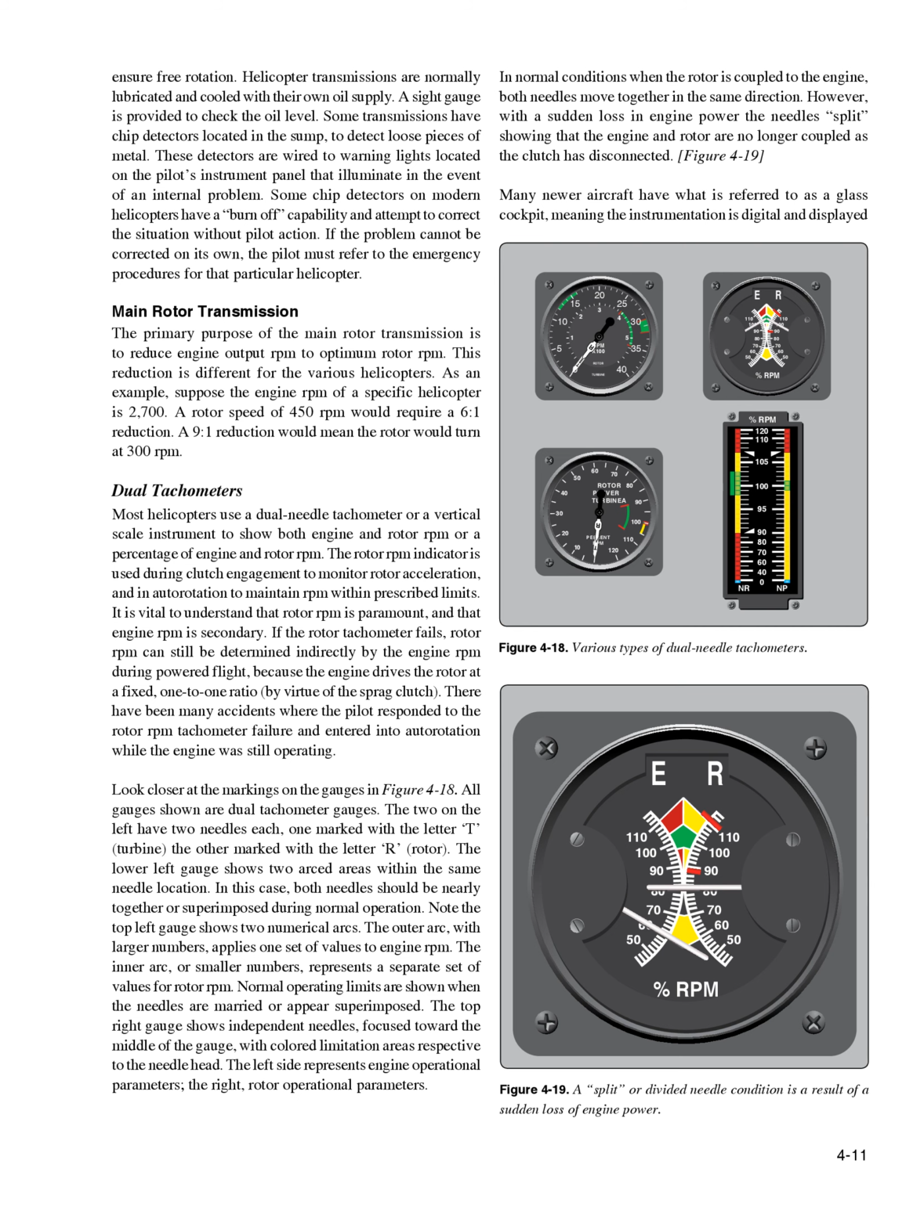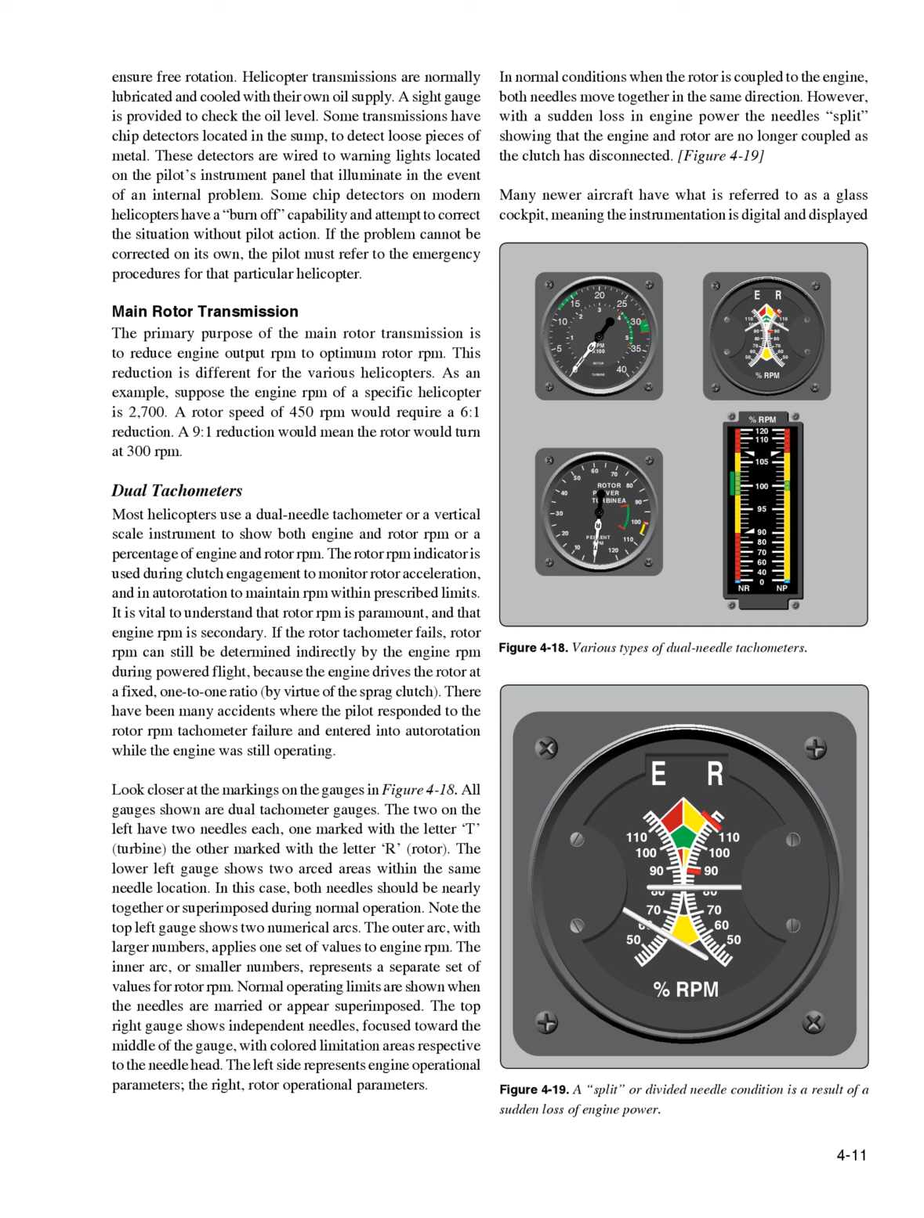Main rotor transmission. The primary purpose of the main rotor transmission is to reduce engine output RPM to optimum rotor RPM. This reduction is different for the various helicopters. As an example, suppose the engine RPM of a specific helicopter is 2,700. A rotor speed of 450 RPM would require a 6-to-1 reduction. A 9-to-1 reduction would mean the rotor would turn at 300 revolutions per minute.